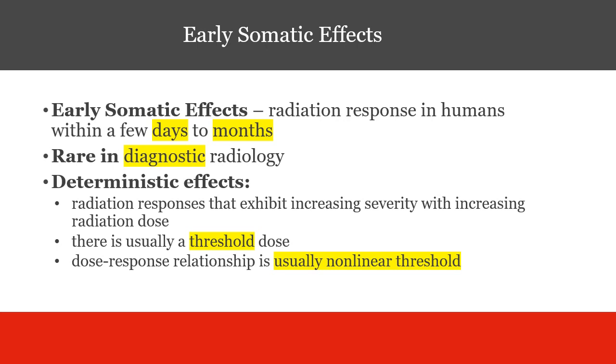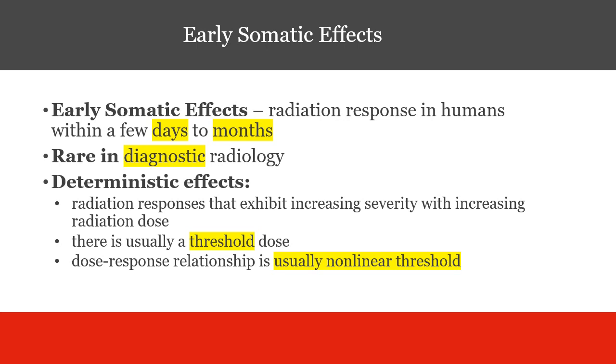Early somatic effects are radiation responses in humans that occur within a few days to months. Keep in mind that early effects occur within a short period of time, such as days and months, and that somatic effects occur to the person who was exposed, or to the body part that was exposed. These effects are pretty rare in diagnostic radiology because we rarely have high doses of radiation in our area.